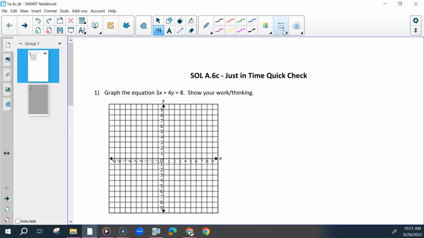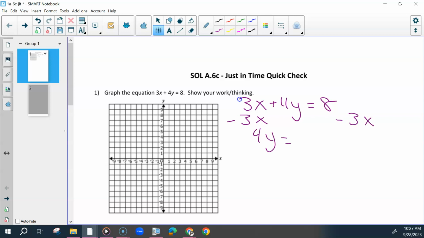So if we solve this for our slope, we would get rid of the x term, subtract it to the other side, rearrange this so that we have our x first, and then divide everything by 4. Y equals negative 3 over 4x plus 2.